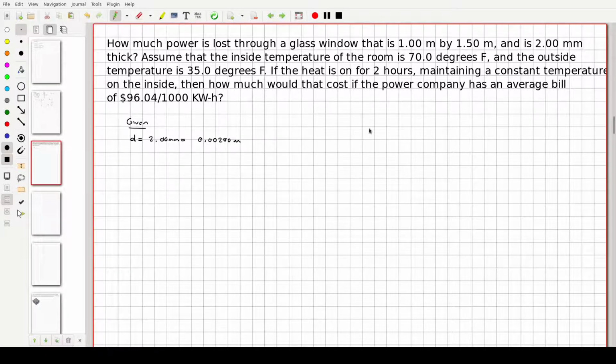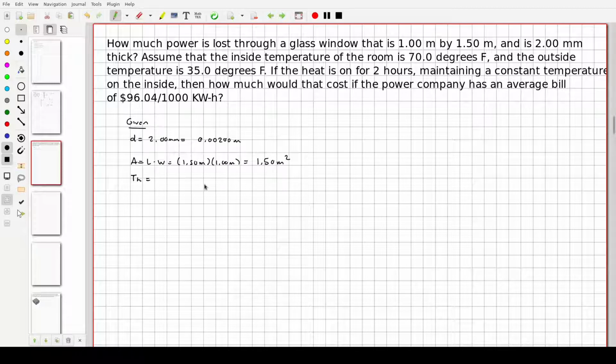We have a length that's 1 meter and a width that is 1.5 meters. So the area here, which is length times width, would be 1.50 meters times 1 meter, which is going to be 1.50 square meters. Okay?